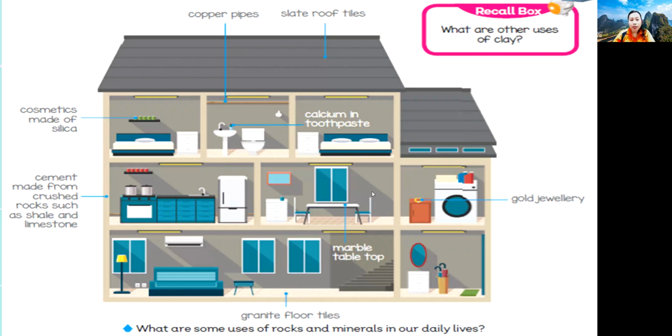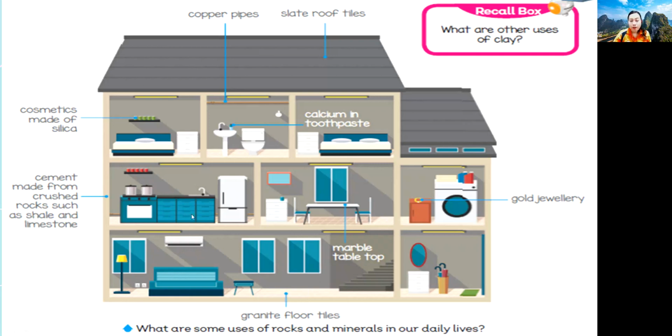And also in our kitchen, we can find cement made from crushed rocks such as shale and limestone. Actually, everywhere in our house we can find cement if we have concrete houses. Cement is made from small rocks such as shale and limestone. They are the ones that make up the cement. And cement can be used to make our house.